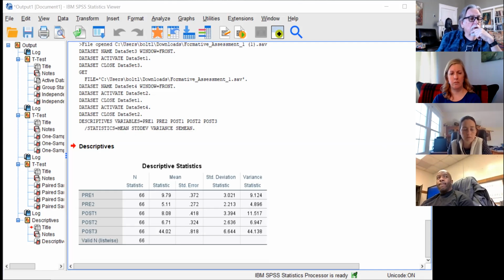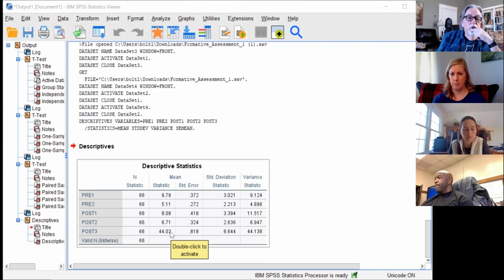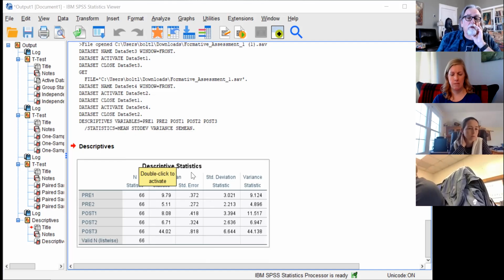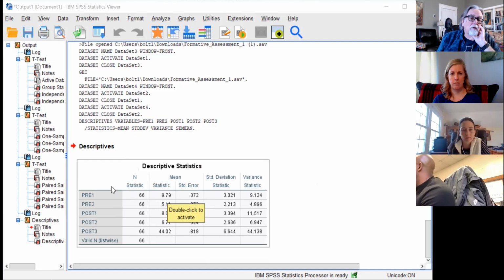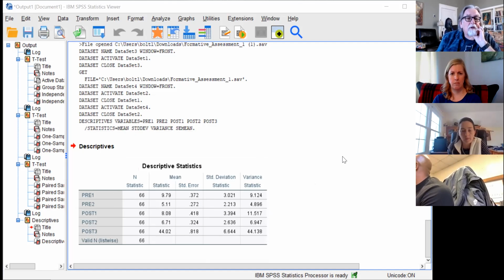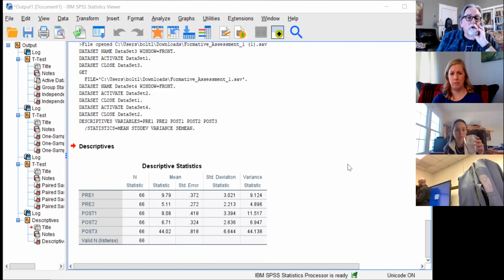And so you also have the post-test means, 8.08, 6.71, and 4.402 for post-test 3, and standard deviations 3.394, 2.636, and 6.644. So all of your answers to those first two questions could have come off of this one chart or table. Or you could have done five tables and gotten the same information on five separate tables. But when you're doing descriptives, you can load all these variables in at once and have it do it.